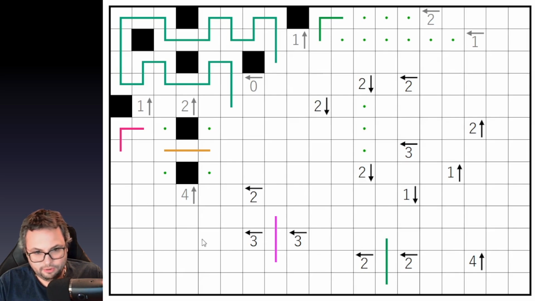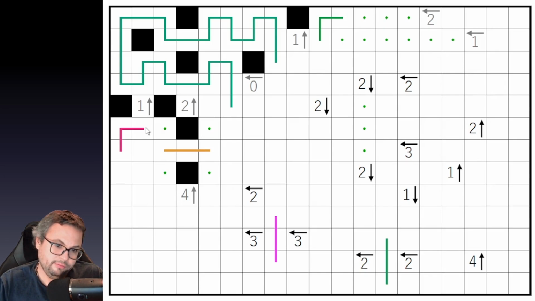This 3 is not quite forced. There's some things I can do, but I'm not ready to do them yet. This is a dead end again. 3 directions are blocked off, so that tells me what that corner looks like and what this corner looks like.